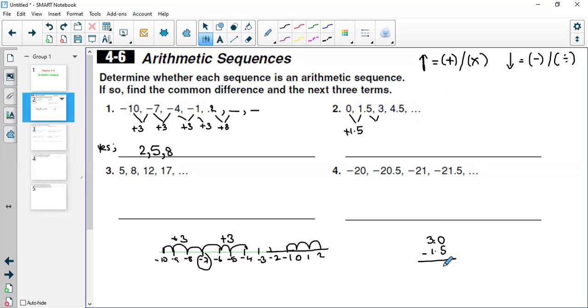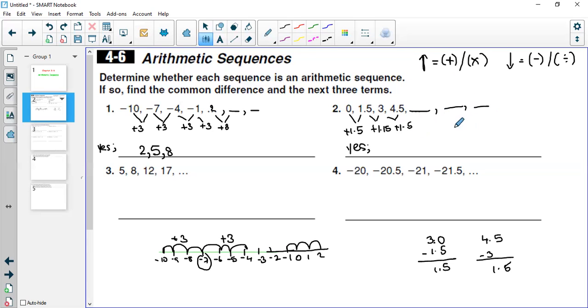So we can subtract and find out. Again, it is 1.5, which means it is an addition of 1.5. Again, what's the difference between 4.5 and 3? Again, there is a difference of 1.5. So plus 1.5, which means yes, it is an arithmetic sequence, which says that we need to find the next three terms.